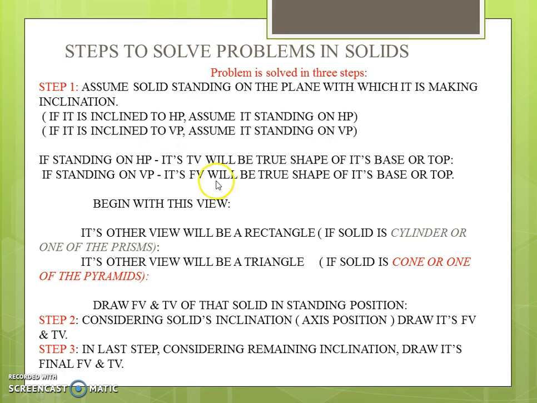So we have to start with this view, then its other view. If it is standing on HP, the true shape of the base is in the top view. The other view will be a rectangle if it is a cylinder or prism, or a triangle if it is a cone or pyramid.